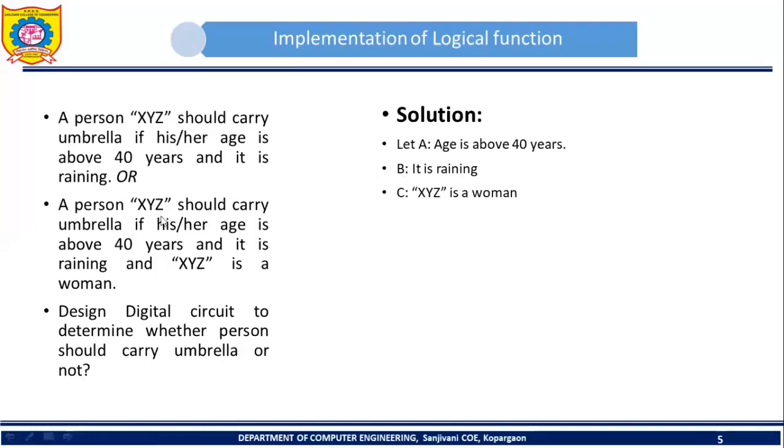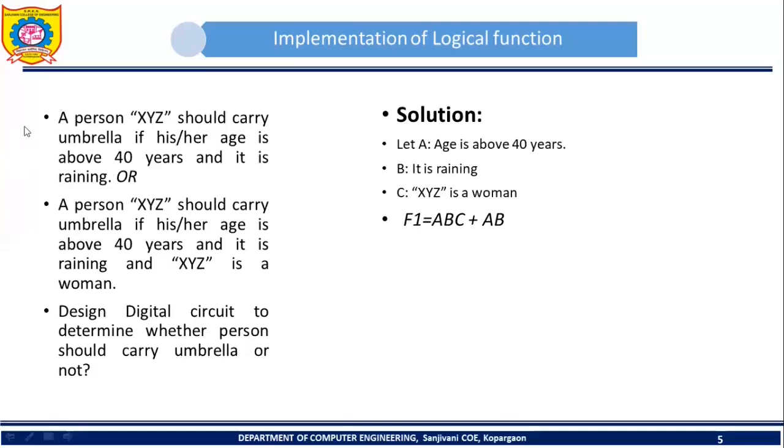After that, what is the next step? We have to form the Boolean function of the logical function. So that logical function will be like this: F1 is equal to ABC plus AB. So how have I written this particular logical function? I have written this logical function from this problem statement.